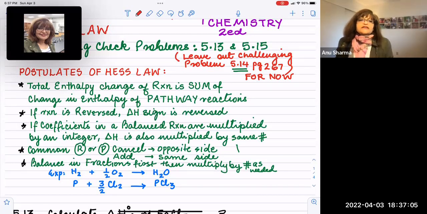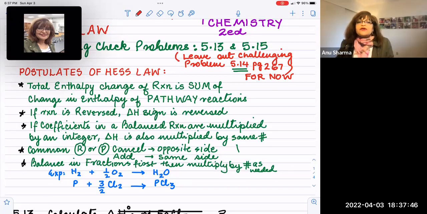Some of the rules are that when the reaction is reversed, that is when we are balancing, the delta H sign, which is the heat of formation or the enthalpy, is also reversed. If the coefficients in a balanced reaction are multiplied by an integer, then the delta H value is also multiplied by the same number. That should be kept in mind. Next, the common species on the reactant and product sides cancel out when they are on opposite sides, but on the same side, they are added.